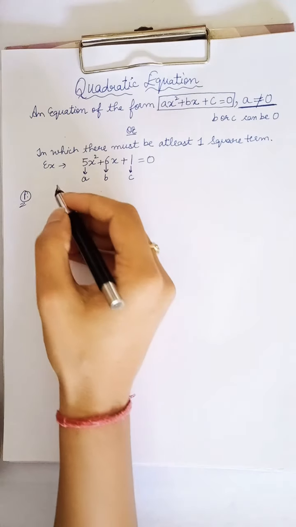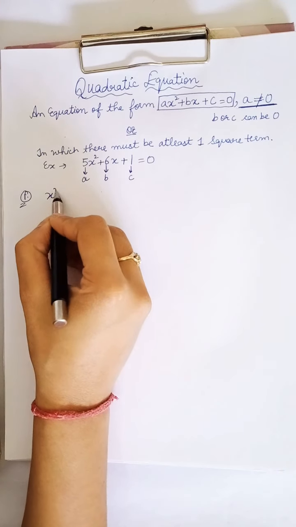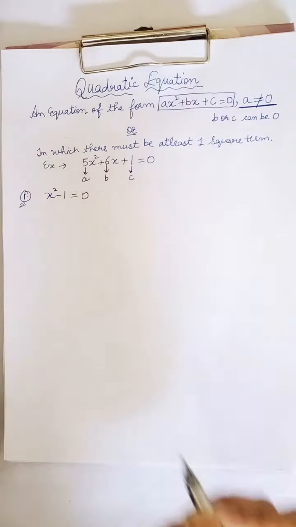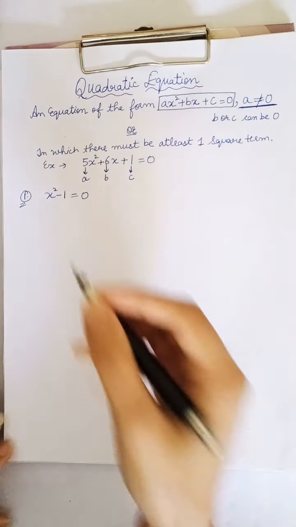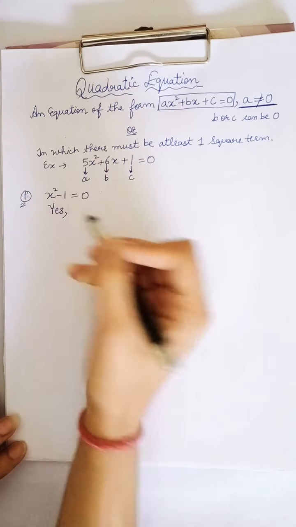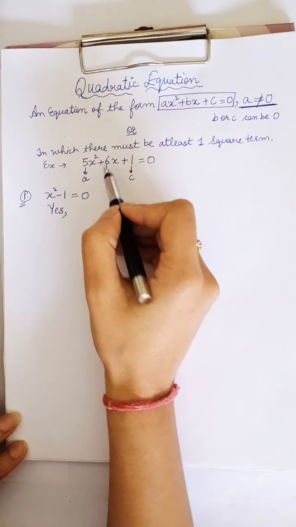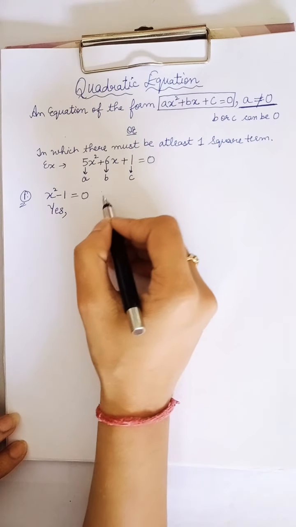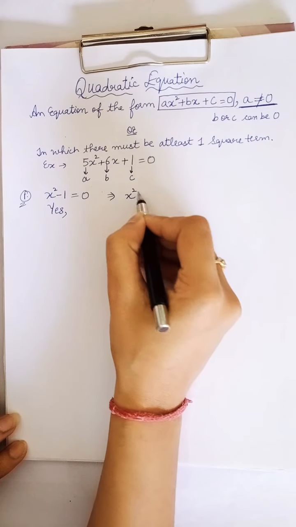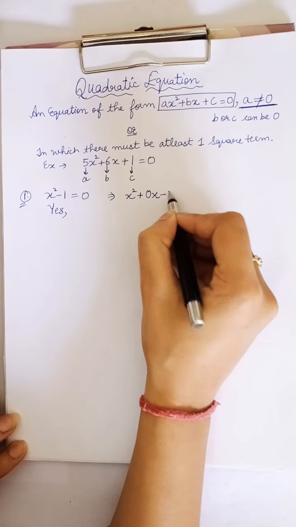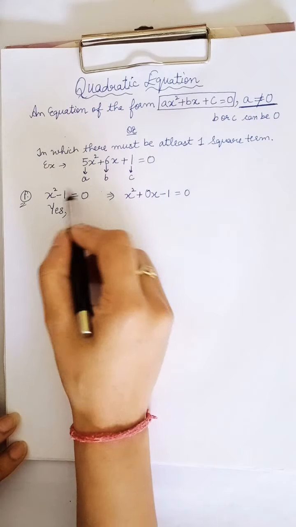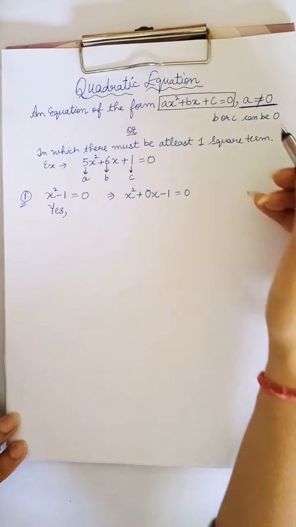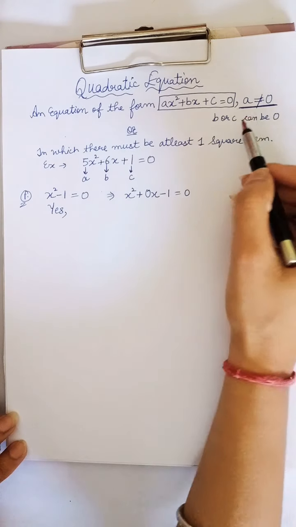Tell me. Okay, first is x square minus 1 is equals to 0. Tell me, is this a quadratic equation? Yes, it is a quadratic equation. Now you will say there is no term of x. Can I write this equation as x square plus 0 into x minus 1 is equals to 0? Because 0 into x is 0 and it is not seen over here. As I have told you that b can be 0.